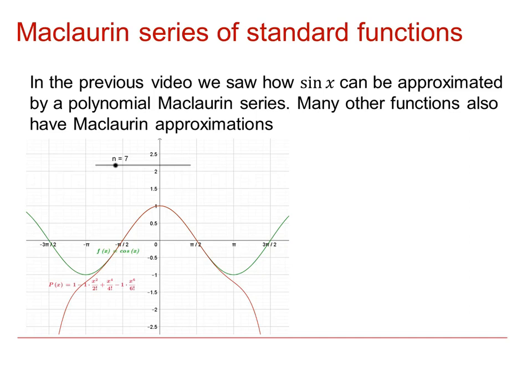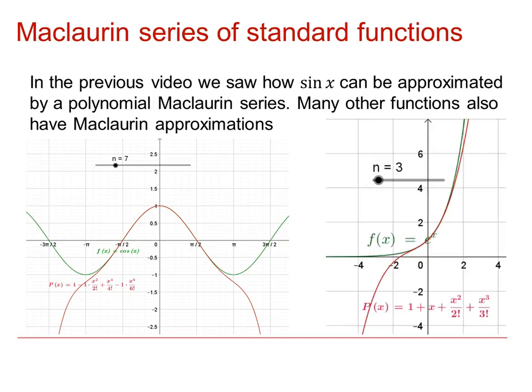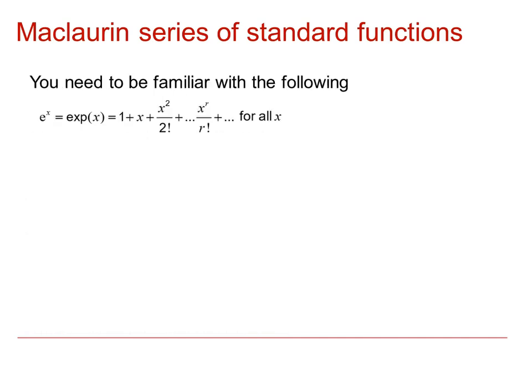Another function that you'd be familiar with is e to the x, and here's the approximation for e to the x up to the cubic term. So we've got 1 plus x plus x squared over 2 factorial plus x cubed over 3 factorial. Now there are a group of things that you should be familiar with then. E to the x, that we've just talked about, is true for all values of x.